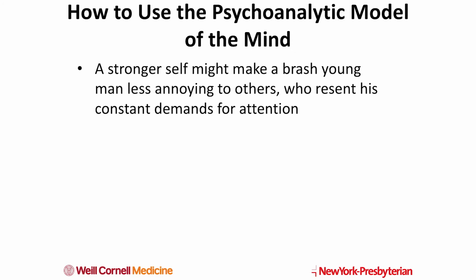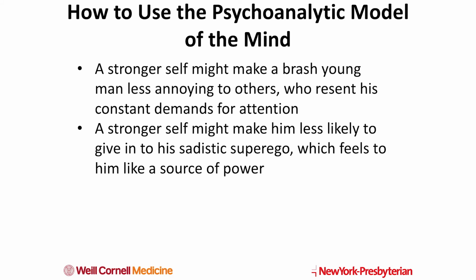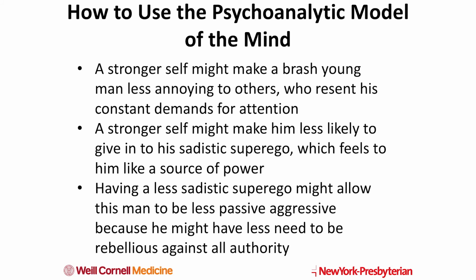For example, a stronger self might make a brash young man less annoying to others who resent his constant demands for attention. At the same time, a stronger self might make this same young man less likely to give in to his sadistic superego, which feels to him like a source of power. However, having a less sadistic superego might allow this man to be less passive-aggressive because he might have less need to be defiantly rebellious against all authority.